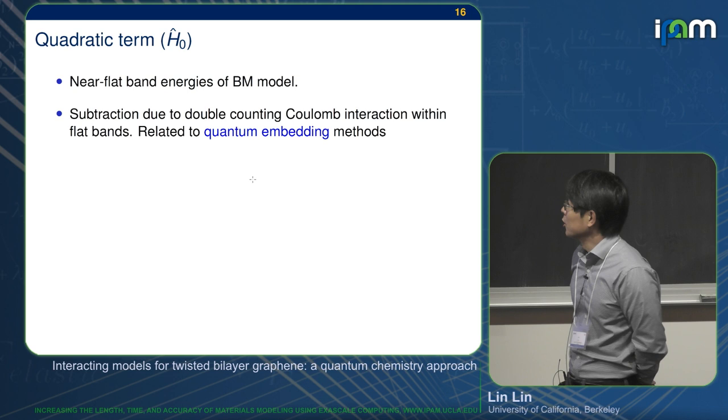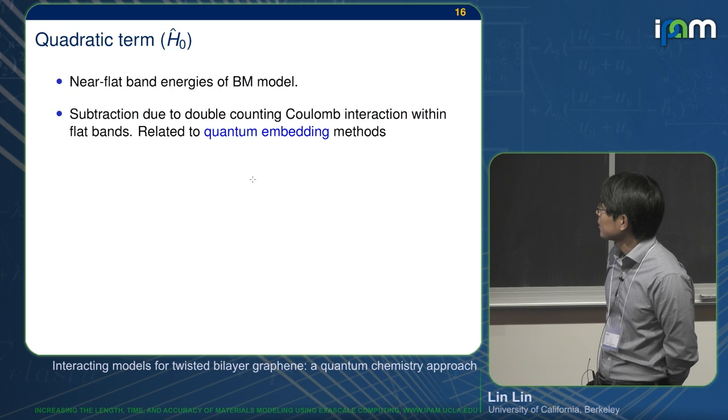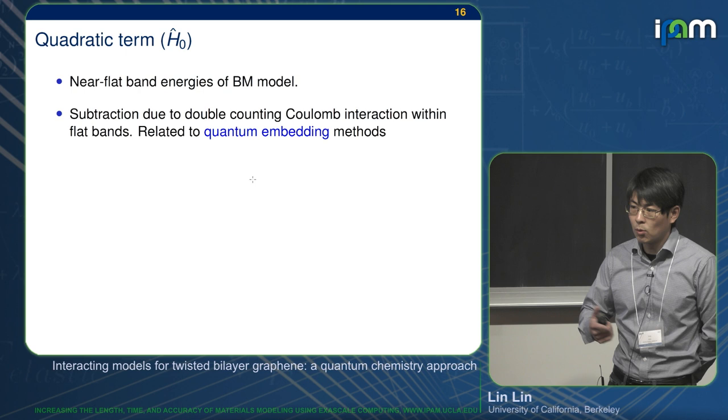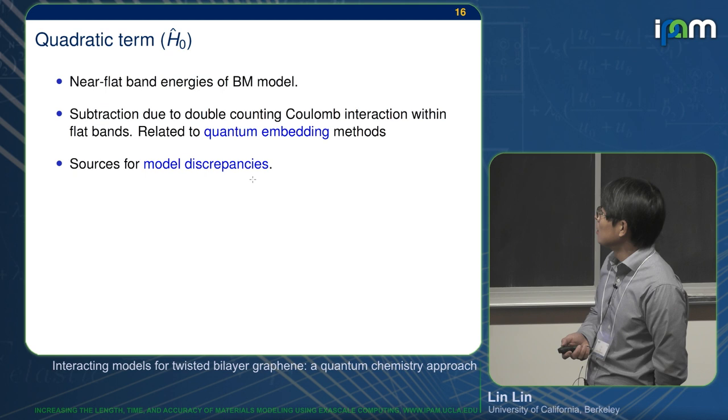You need to do a subtraction due to the double counting of the Coulomb interaction within the flat bands. This is very much related to a lot of the thinking in the quantum embedding community, but I would say that for this particular community, it's really at a very early stage. They're trying to get qualitative features, a lot of them, so there's huge room for improvement. This subtraction is also one source of model discrepancies.